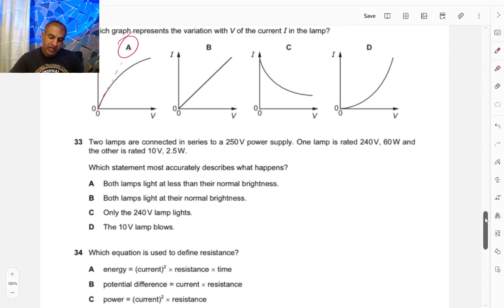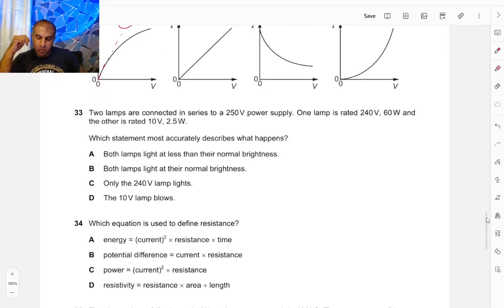Next step, two lamps are connected in series. One lamp is rated this and the other is rated this. Which statement most accurately describes what happens? Two lamps are connected in series to a 250 volts power supply. So that means one of the lamps is going to be getting 240 volts, which is correct, and that means it is going to dissipate 60 watt, and the other is going to dissipate 2.5 watt because it is getting the full voltage. Which statement is most accurate?